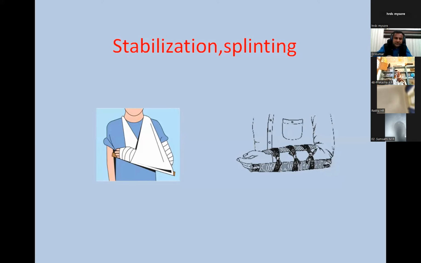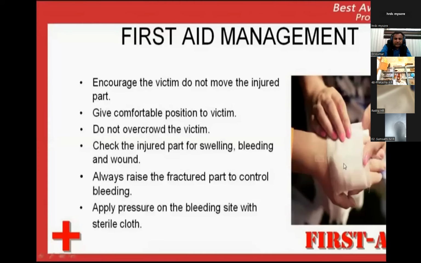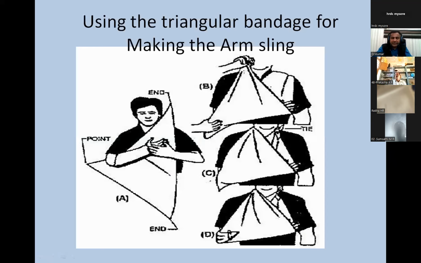So splinting, stabilization can be used, splinting can be done, an arm sling can be made. To make this, you don't need specialized equipment; whatever is locally available can be used, right? So this is about first aid management, and there is one type of bandage, I don't know how many are aware of it, called the triangular bandage, and we can make nearly 20 different types of bandages with it. If you cut a 100 square centimeter cloth diagonally, it becomes two triangular bandages.